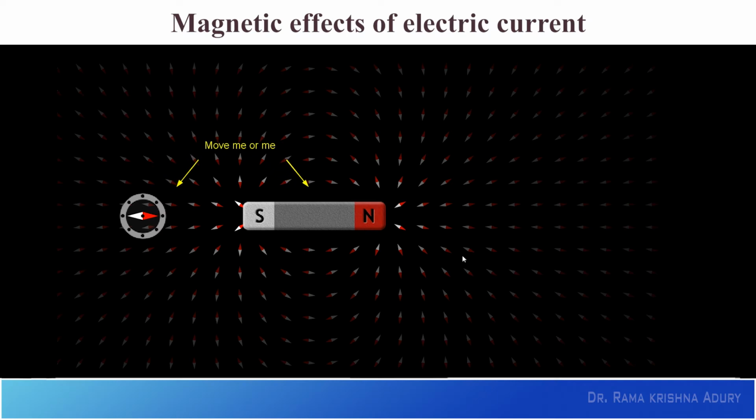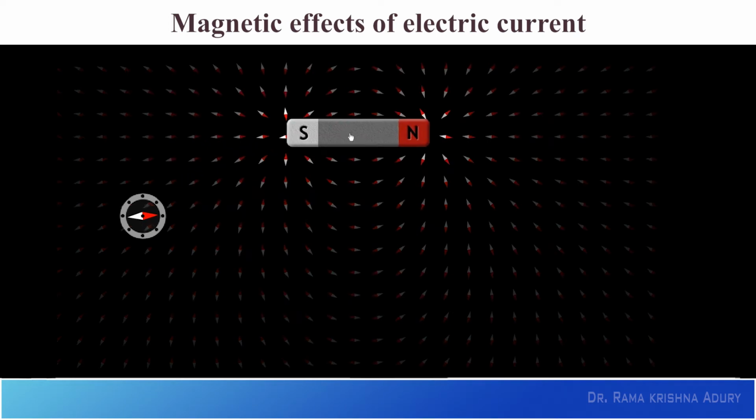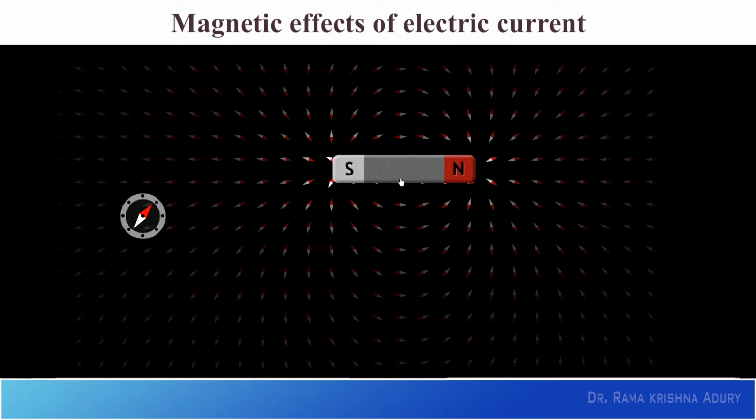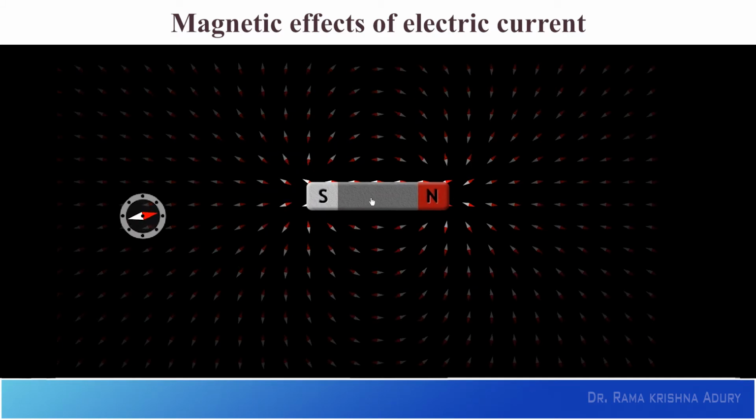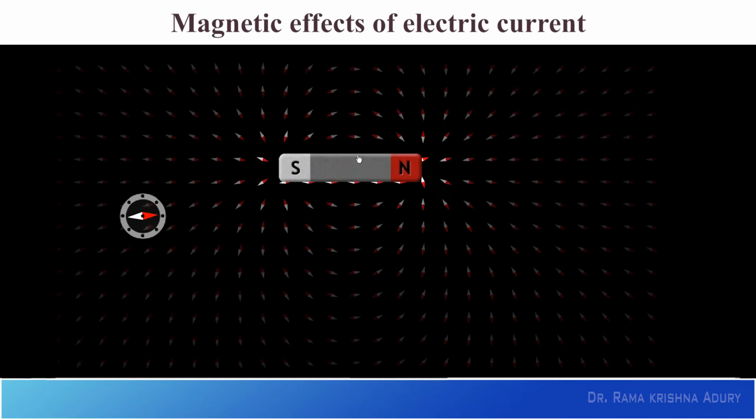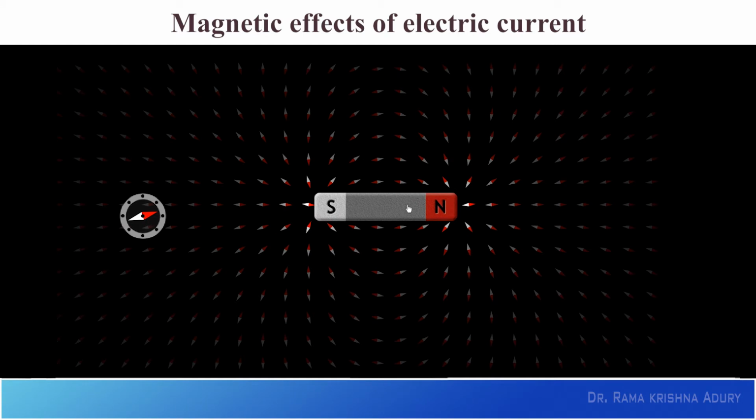Good morning, children. Today we are talking about the magnetic effects of electric current, and I have a bar magnet here. As I move the bar magnet, you can see the lines of force because compasses are arranged at different locations, and you can see how a compass behaves, the way these tiny compasses line up.